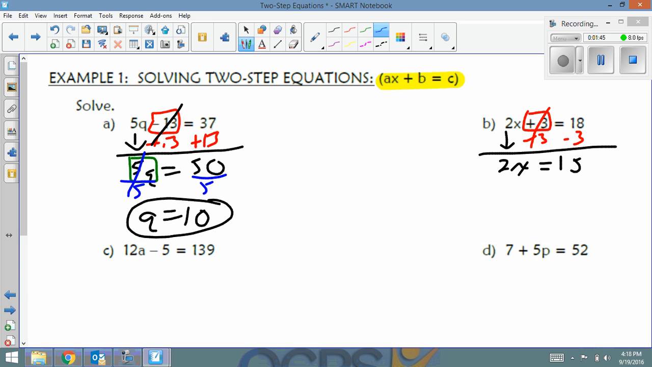And again, we just talked about this when we have that number and letter right next to each other. To get rid of it, we're going to divide by that number. And remember, we talked about yesterday leaving these in terms of fractions if they don't divide. So this doesn't divide, so we're just going to leave it like 15 over 2.